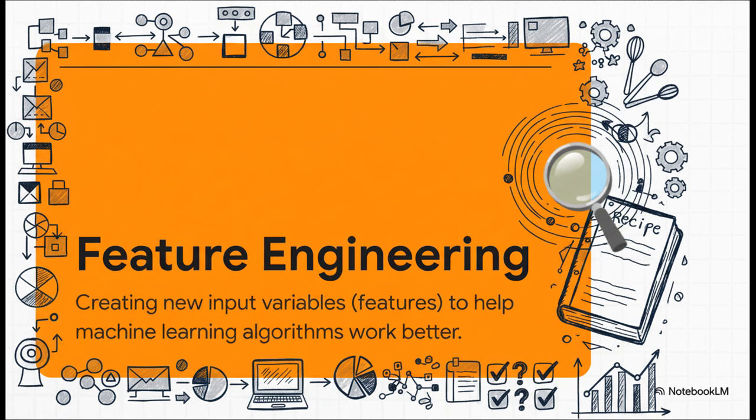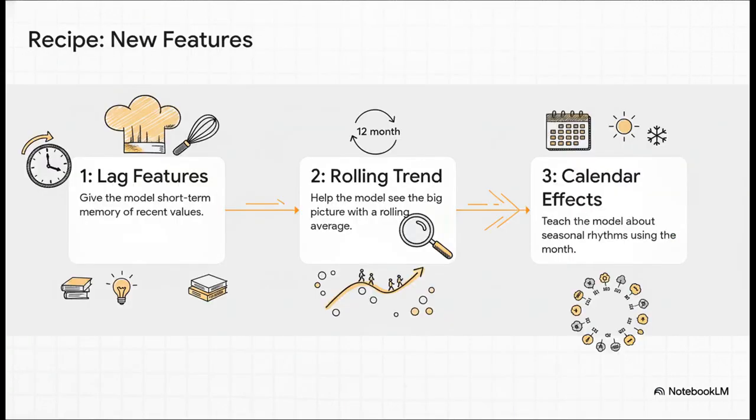It's really just about using our own knowledge, our common sense, to create new, smarter inputs from the data we already have. Think of it this way. We're not just feeding the machine a bunch of numbers. We're giving it context. We're pointing and saying, hey, look over here. This is the important stuff. So here it is, our 3-step recipe for awesome features.